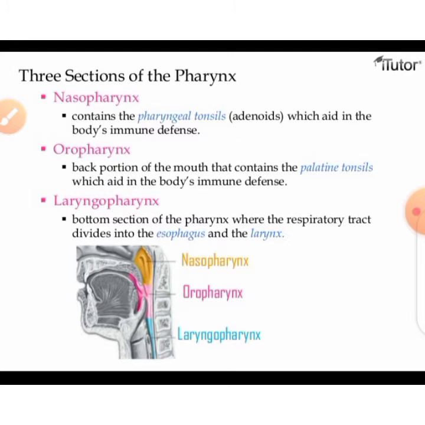The nasopharynx contains the pharyngeal tonsils, also known as the adenoids, which aid in the body's immune defense. The oropharynx, which is the back portion of the mouth, contains the palatine tonsils, which aid in the body's immune defense. The laryngopharynx is the bottom section of the pharynx, where the tract divides into the esophagus and the larynx. You can see a diagrammatic illustration of the nasopharynx, the oropharynx, and the laryngopharynx down there.